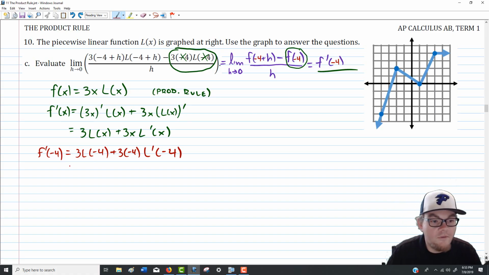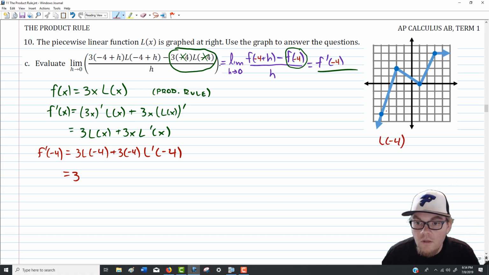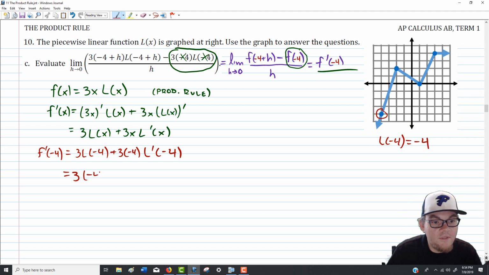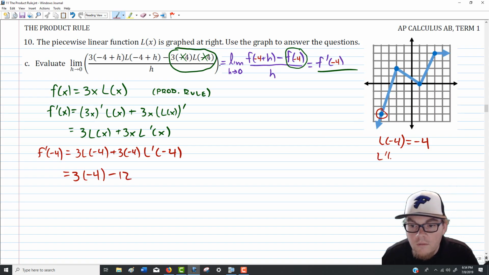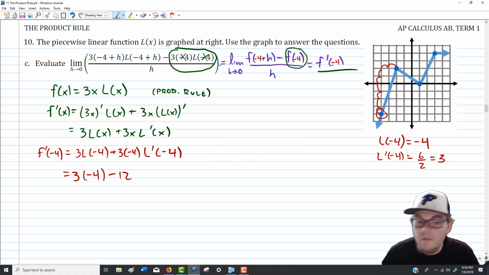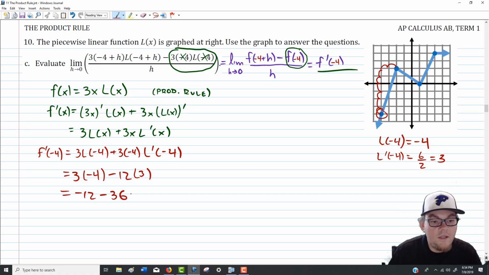Well, now that it's there, we can plug in some information really easy. First, looks like L of -4, according to this picture, is going to be -4. So that's 3 times -4, minus 12, times L prime of -4. Let's see, L prime of -4, according to this picture, we go up 1, 2, 3, 4, 5, 6, and over 1, 2. So L prime of -4 is 6 over 2, also known as 3. So in looking here, we're going to get -12 minus 36 equals -48.